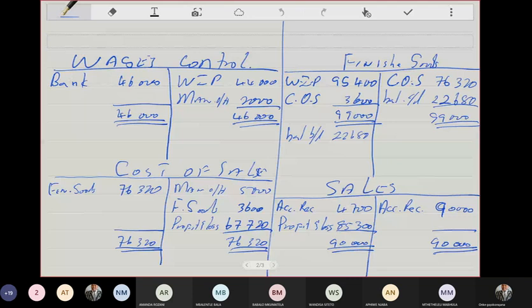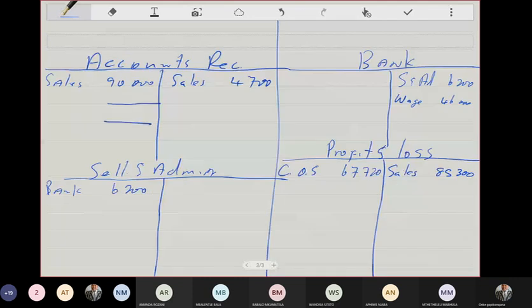Accounts receivable. Yes, we do have a balance here, 90,000. Balance account 90,000. Then your balance carried down 90,000 minus 4,700, 85,300. Balance brought down 85,300.